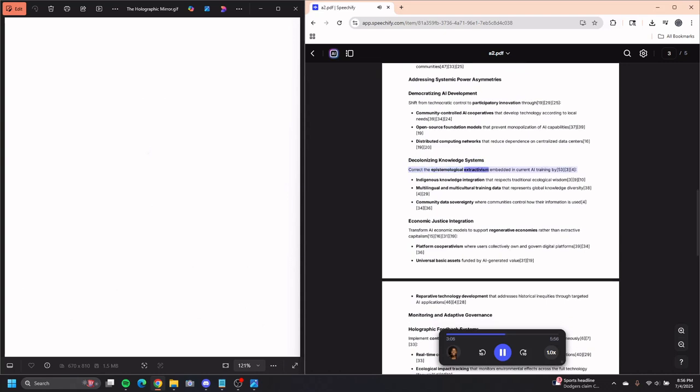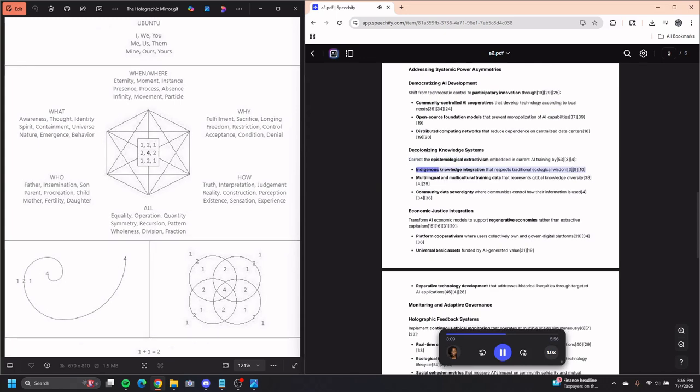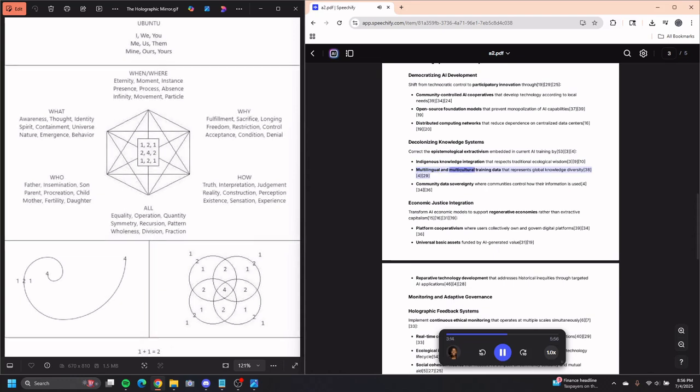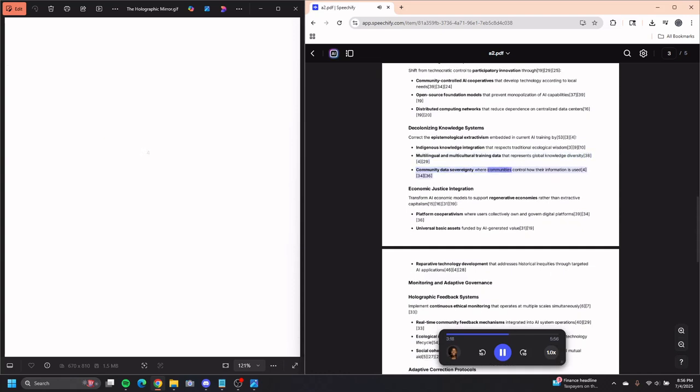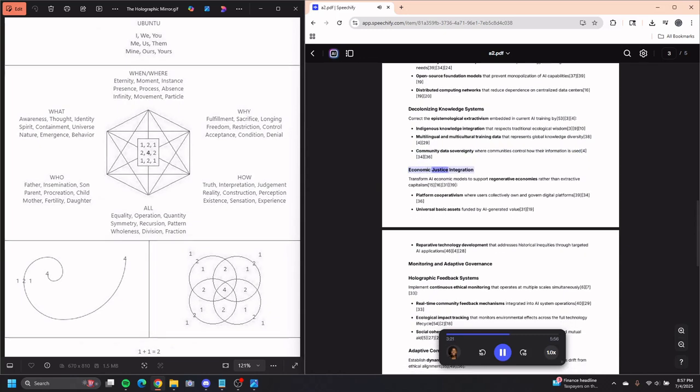Decolonizing knowledge systems: correct the epistemological extractivism embedded in current AI training by indigenous knowledge integration that respects traditional ecological wisdom, multilingual and multicultural training data that represents global knowledge diversity, community data sovereignty where communities control how their information is used.